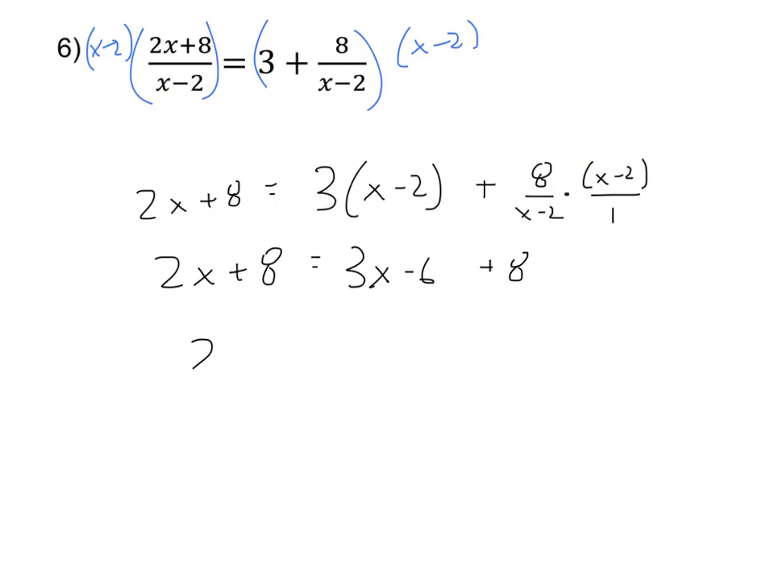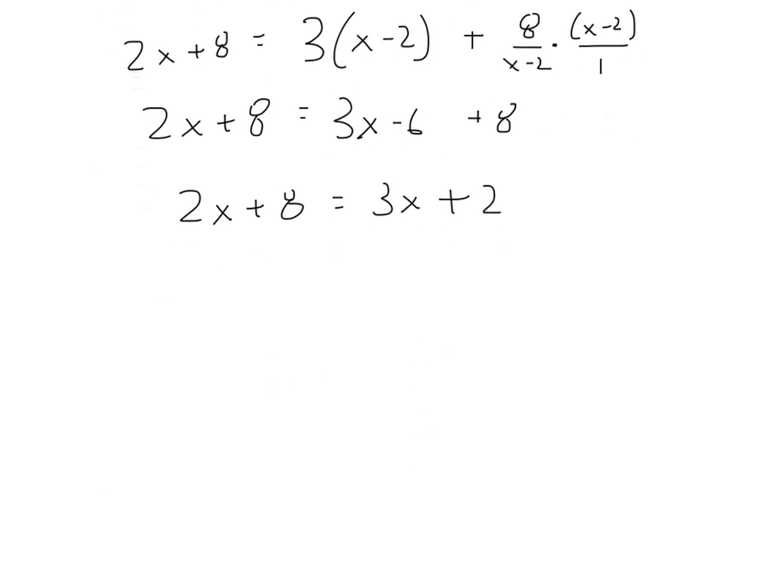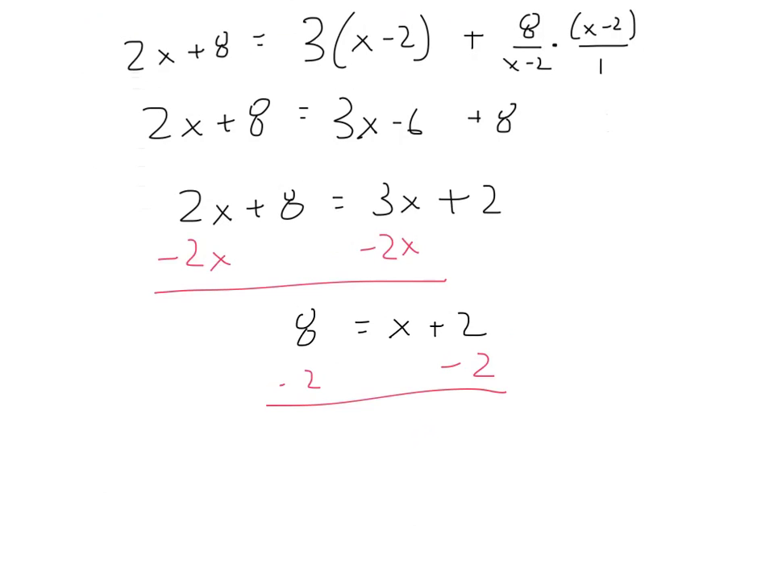So we have 2x plus 8 equals 3x plus 2. Now, easy part, let's finish this here. I'm going to subtract 2x from both sides. We get 8 is equal to x plus 2. And if I subtract 2 from both sides, we end up with x equals 6. And there you have it. We'll do some more of these in class.